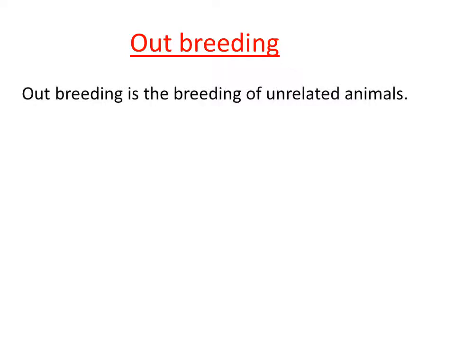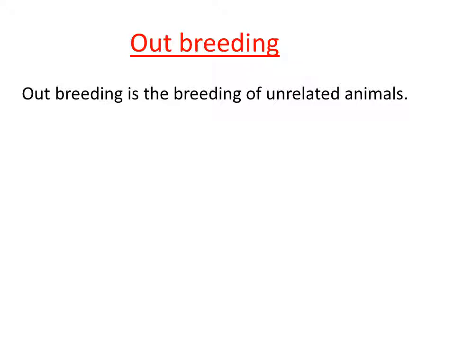So what do we mean by outbreeding? Outbreeding is the breeding of unrelated animals. The parents selected for breeding are not related to one another. Outbreeding is nothing but breeding outside the breed, done between different breeds or between unrelated animals. That kind of breeding is named outbreeding.